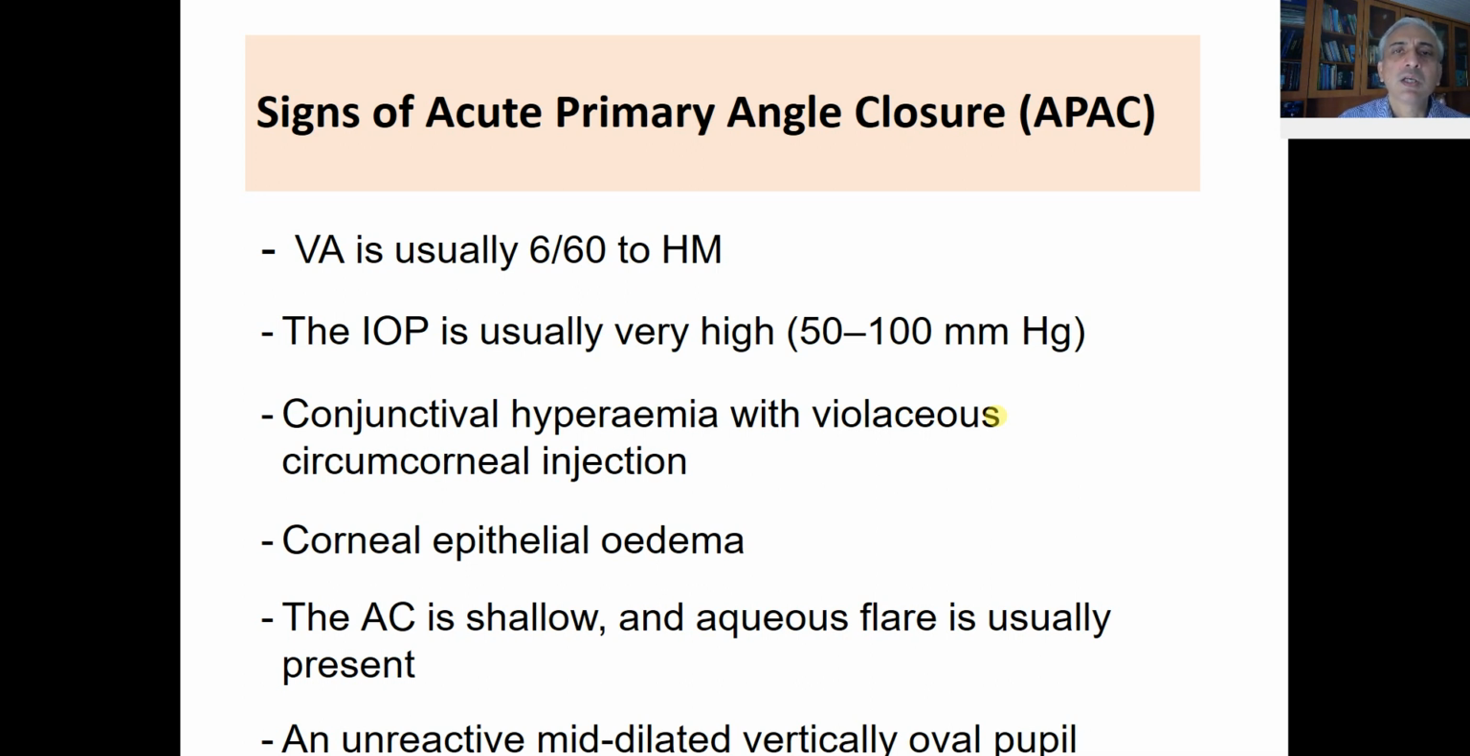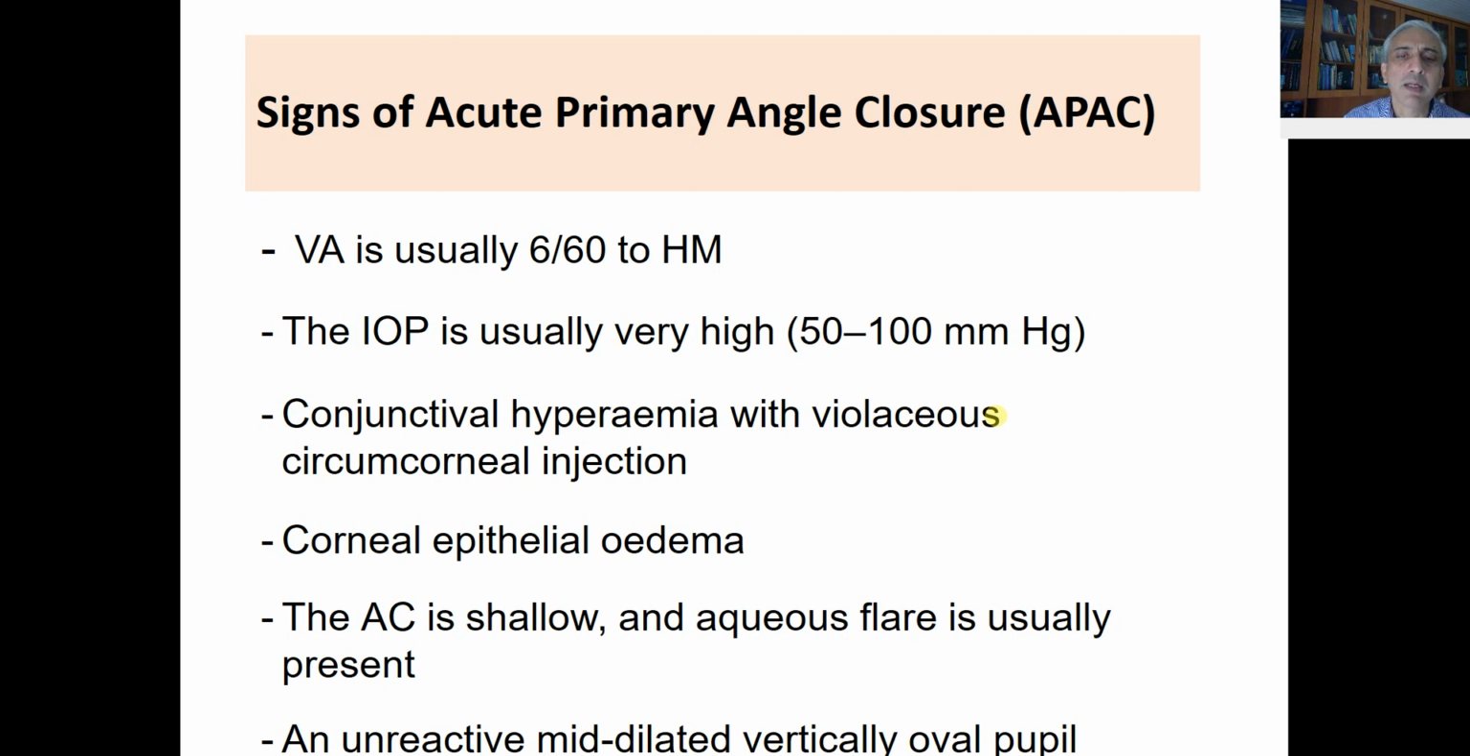So what are the signs of acute primary angle closure? The visual acuity is 6/60 to hand movement. The IOP is usually very high, 50 to 100 millimeters of mercury. Obviously that produces a very painful eye. Conjunctival hyperemia with violaceous circumcorneal injection. Corneal epithelial edema. The anterior chamber is shallow and aqueous flare is usually present.